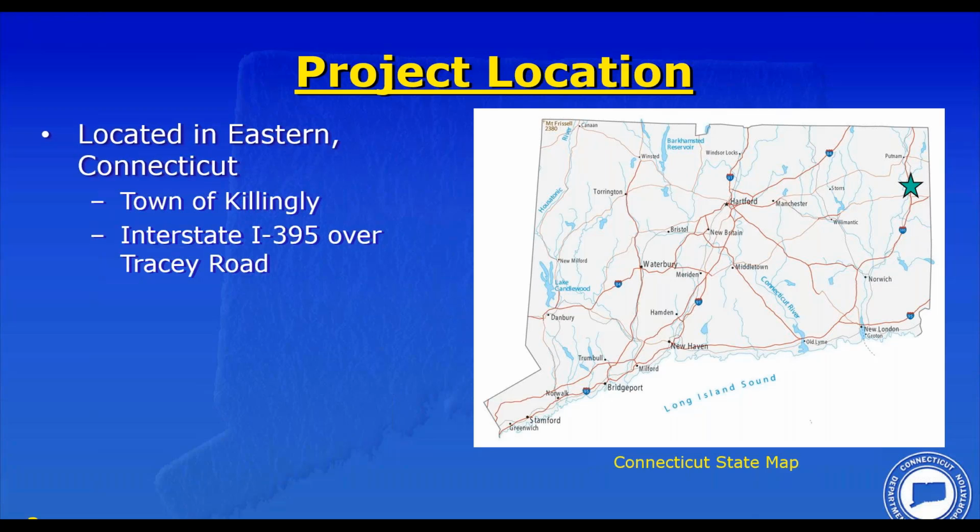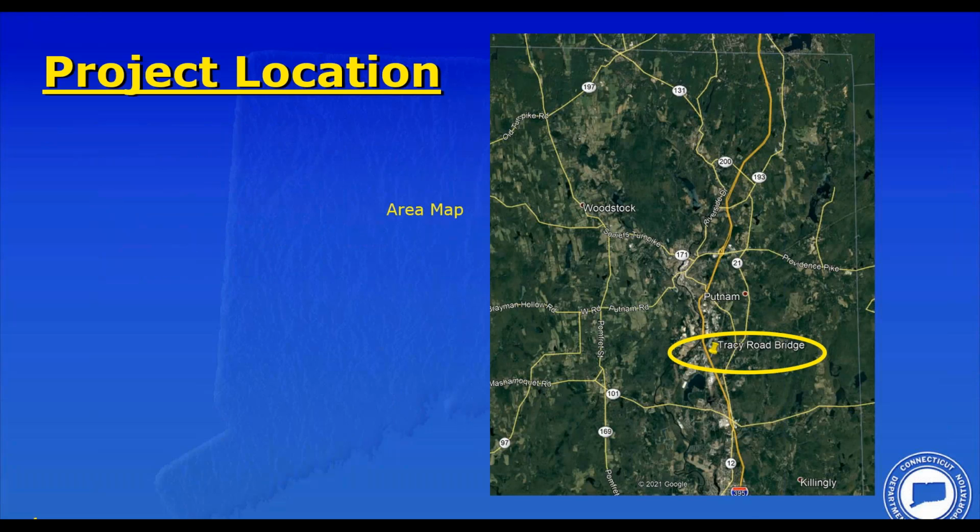So this bridge is located in eastern Connecticut, town of Killingly. It's a fairly rural section of Connecticut. I-395, the same interstate we spoke about before, over a local road called Tracy Road. Zooming in a little closer, in this photo, this is the border with Massachusetts, this is the border with Rhode Island, and the bridge is located here on Route 385 over a local road near the town of Putnam, Connecticut, which is a fairly populated area for rural northeast Connecticut.